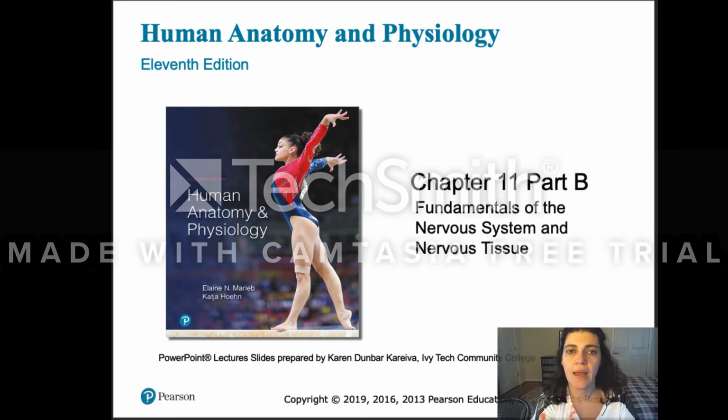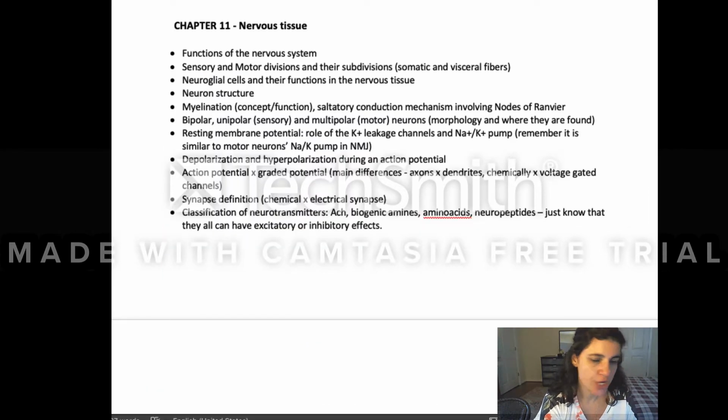I'm back. So now let's talk about the second part of this chapter. We were going to start to talk about resting membrane potential, the difference between action and graded potential. What is a synapse? That's what we're talking about here, okay?